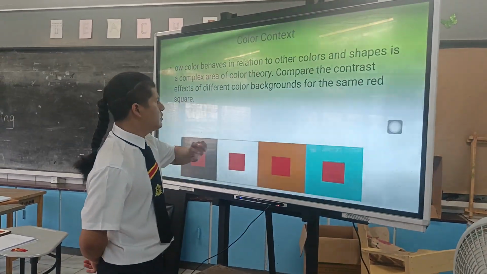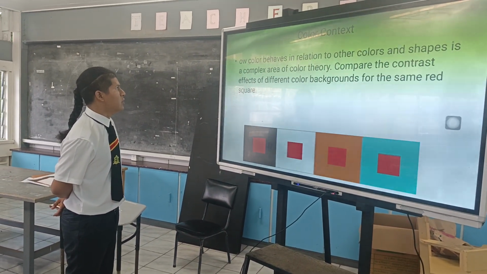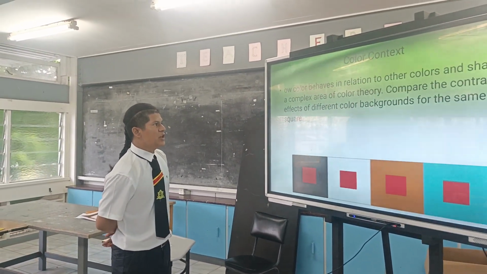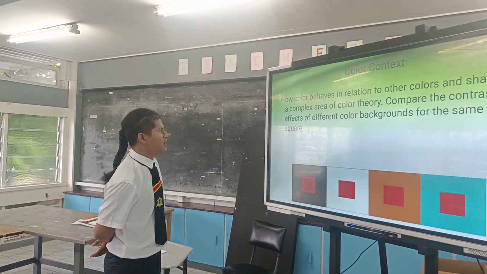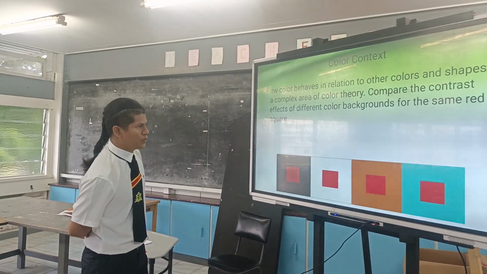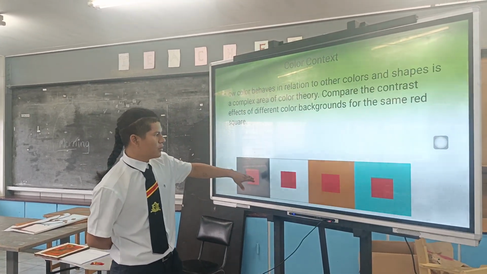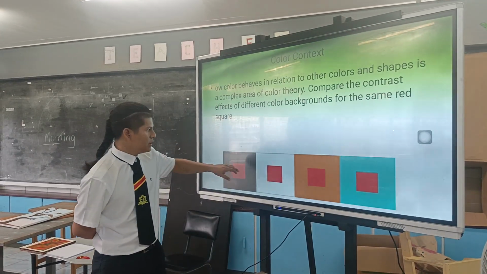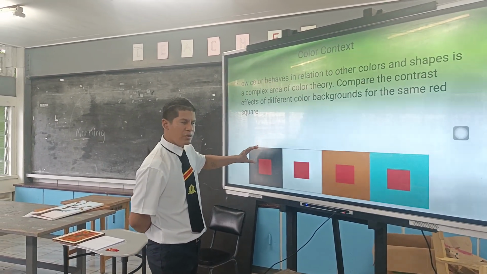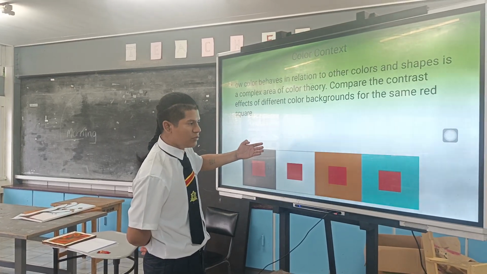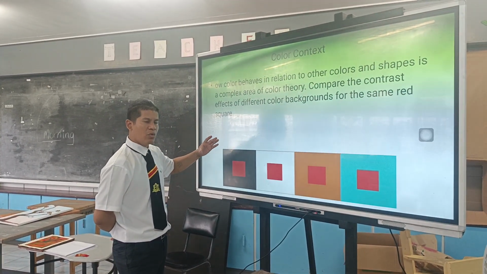And the final component of color theory would be color context. Now, color behaves in relation with other colors and shapes the complex area of color theory. Compare and contrast effects of different color backgrounds of the same red square. Now I have a quick example of what I mean when I say color context. So we have the color red. You can see the different way that red is changed based on the color behind it. So it works in tandem, or it creates contrast, or it fights, or it works well with the color.